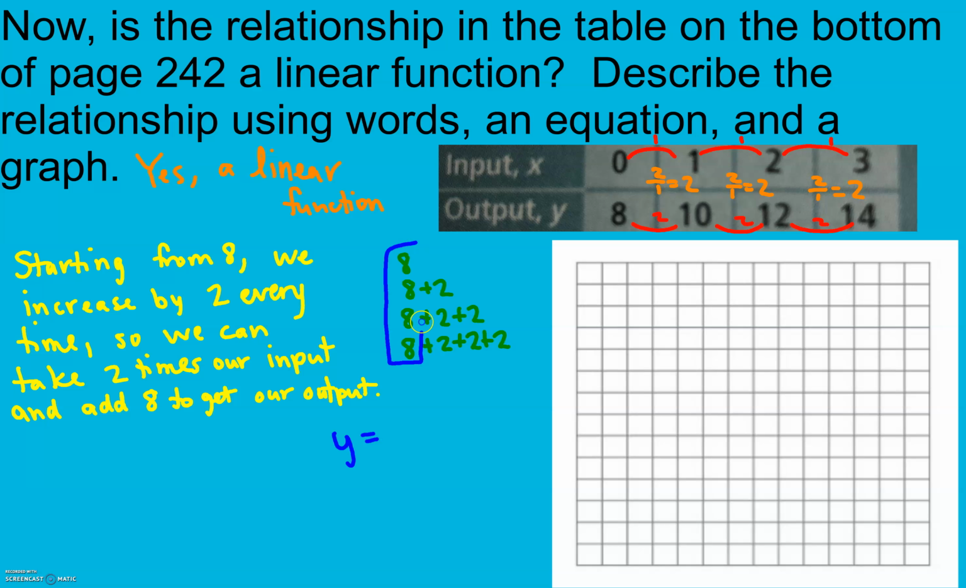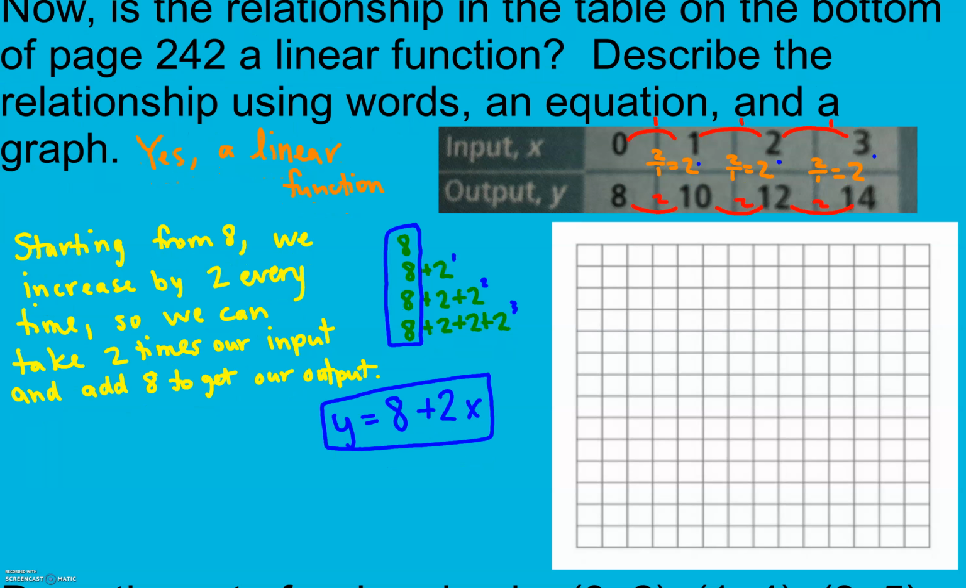is 8. That stays the same every time. And then we added, and when my input was 1, I added 1 2. For an input of 2, I added 2 2s. For an input of 3, I added 3 2s. So I can take my input x times 2. So 2 times my input, 3 or 2 or 1, plus 8 gives me my equation.